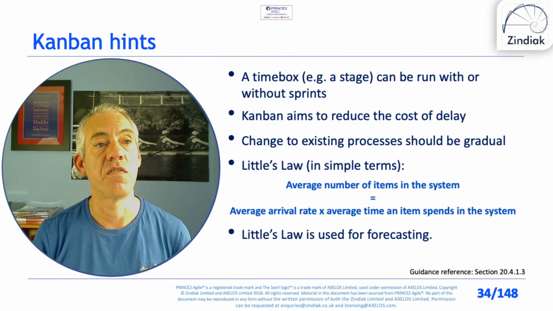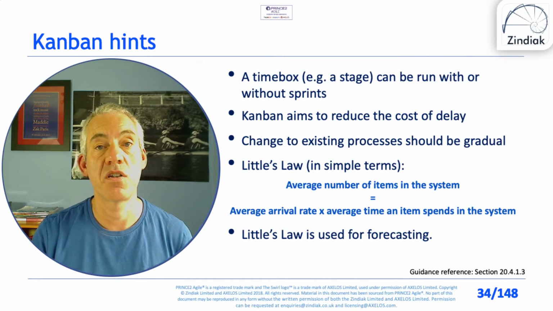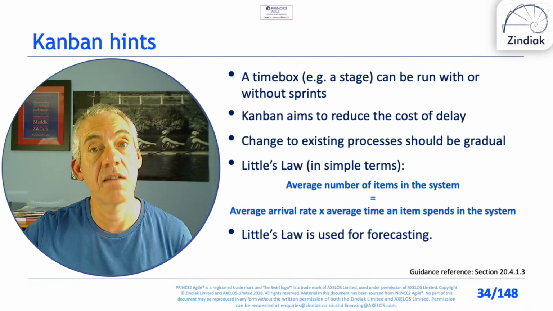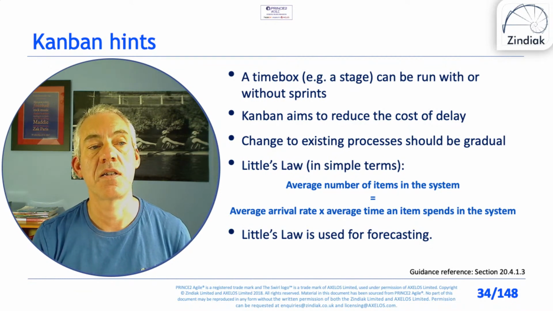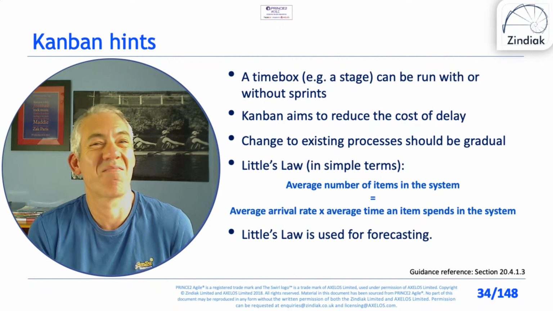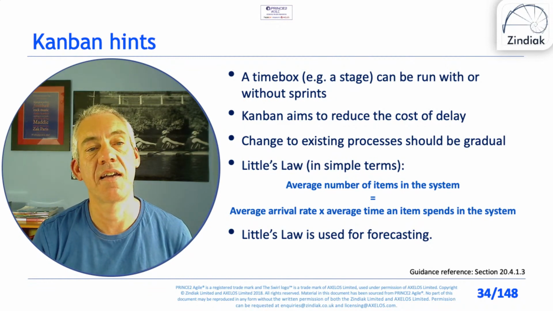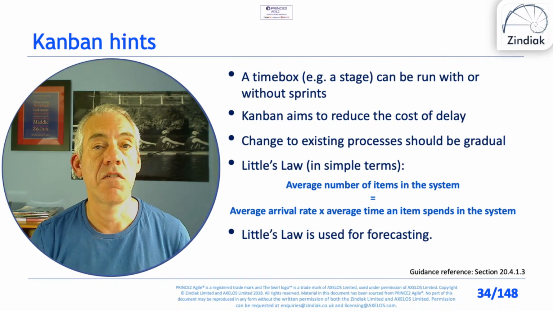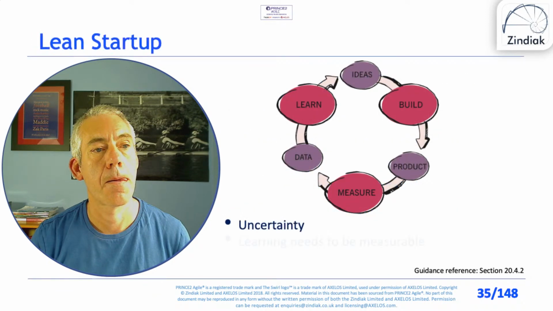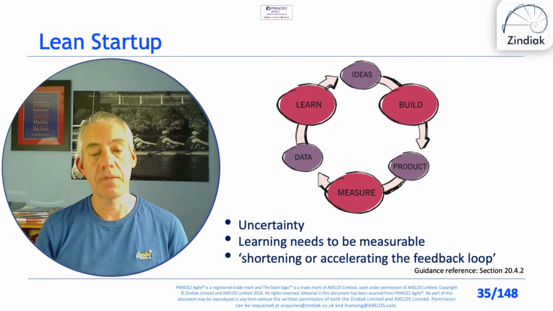Kanban aims to reduce the cost of delay. Change to existing processes should be gradual. That goes back to the Kaizen, small incremental improvements. And Little's law: the average number of items in the system equals the average arrival rate times the average time an item spends in the system. It's kind of a manufacturing thing. Again, you've got the book if you need it, the guidance if you need to refer to that. It's used for forecasting. Okay, so that was Kanban.